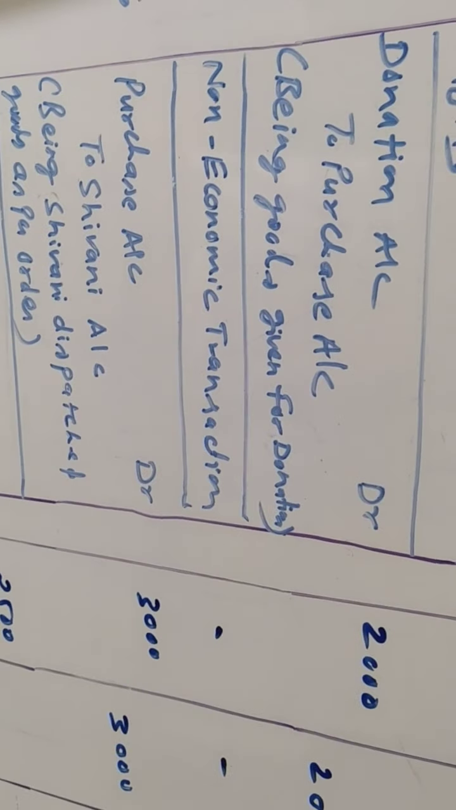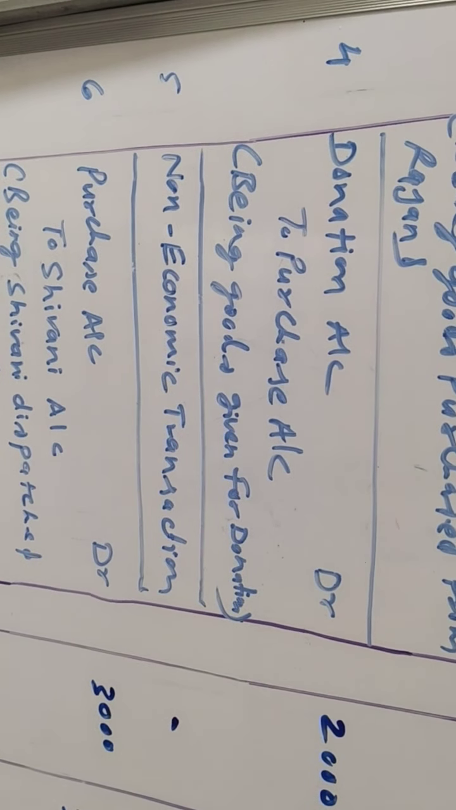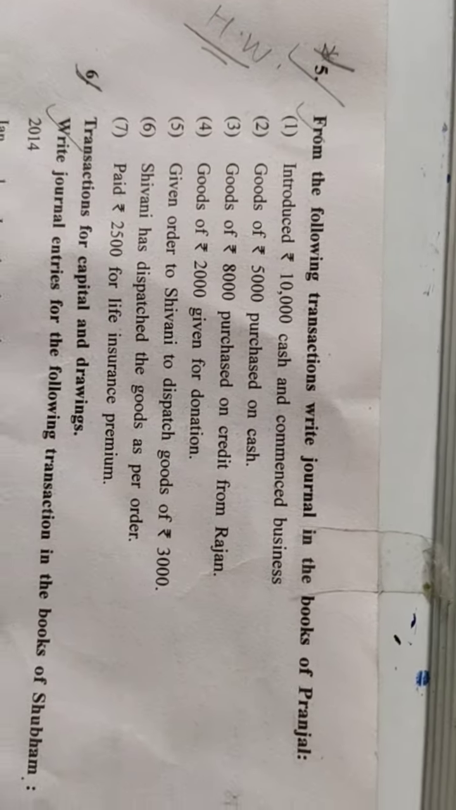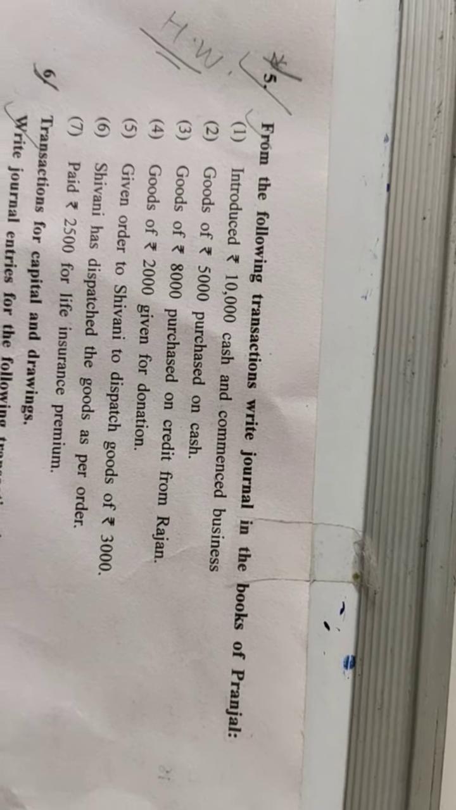Instead we will write here non-economic transaction. You can see here non-economic transaction, fifth one. Now the sixth one: Shivani has dispatched the goods as per order.